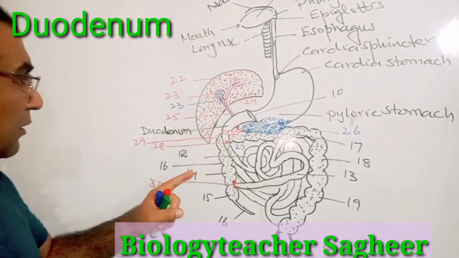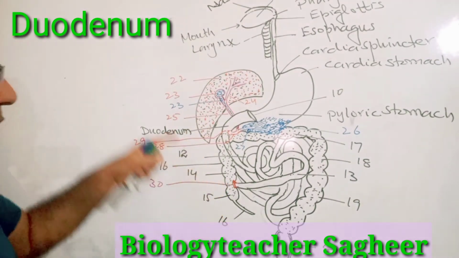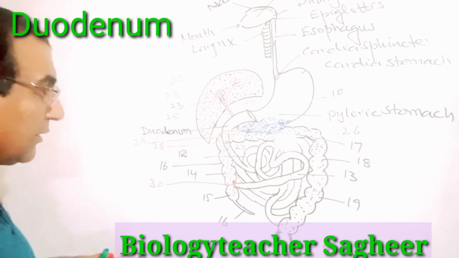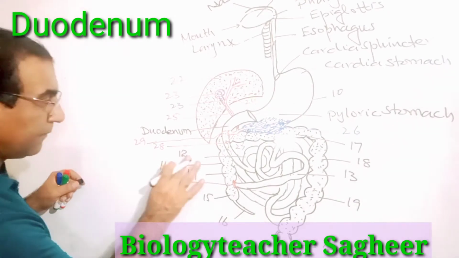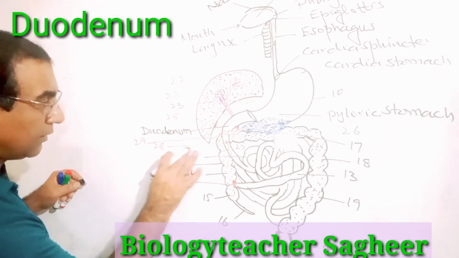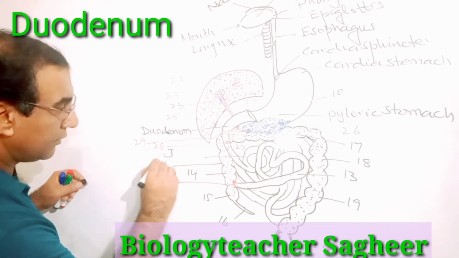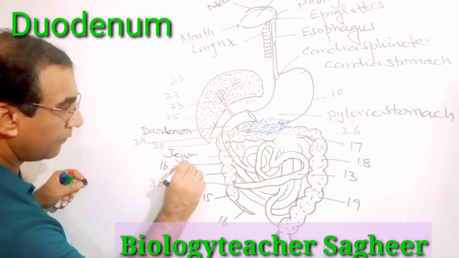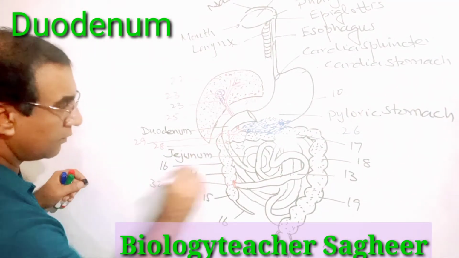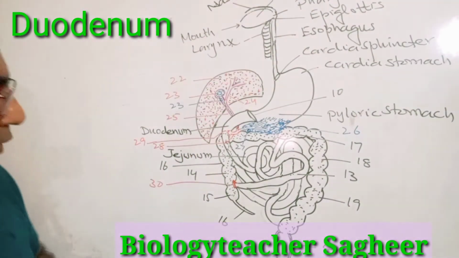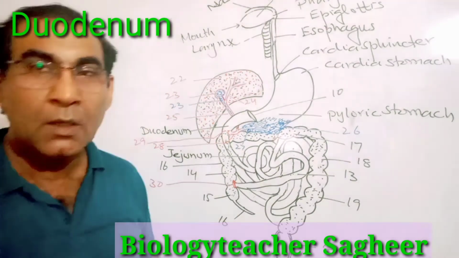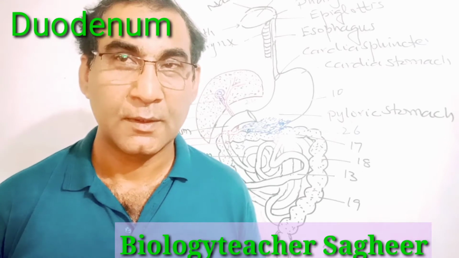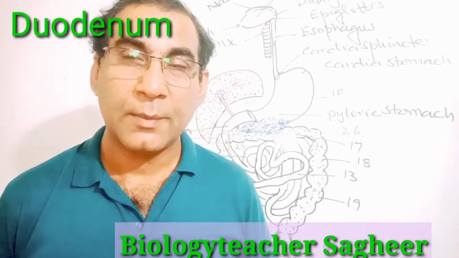The food material moves from the 11th part into the 12th part, and that is what? The jejunum. Okay, from the jejunum, the food material moves to where? Ilium.